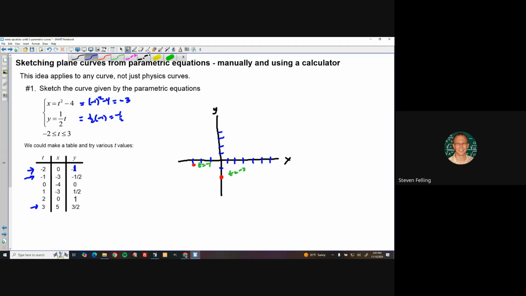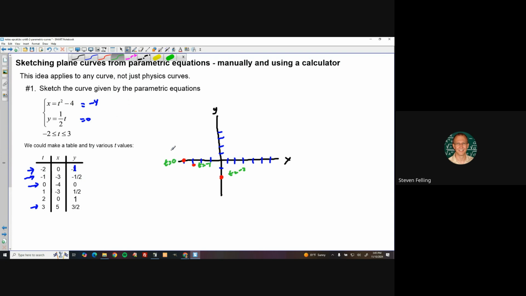Now this is a little tedious, but I'm going to do a few more just so we can get the idea. And if you didn't have a calculator, you might have to do a curve this way. You'd have to try plugging in individual values. So what about when t is 0? T is 0 would be -4 here and 0 here. So that means we would be at the location x is -4, y is 0, when t equals 0.